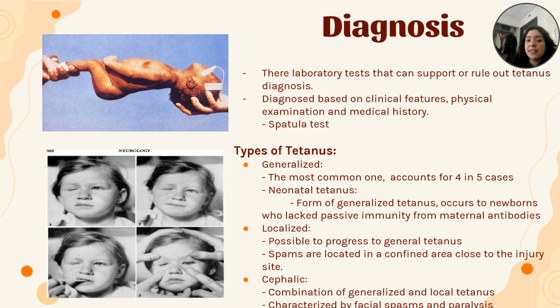The other type is localized, which is rare and mild compared to the generalized type, but it's possible for it to transform into generalized tetanus. It is characterized by spasms located in the close area to the injury. And the last one is cephalic, which is rare and is a combination between generalized and local tetanus, and is characterized by facial spasms and paralysis due to the injury being located next to the head.